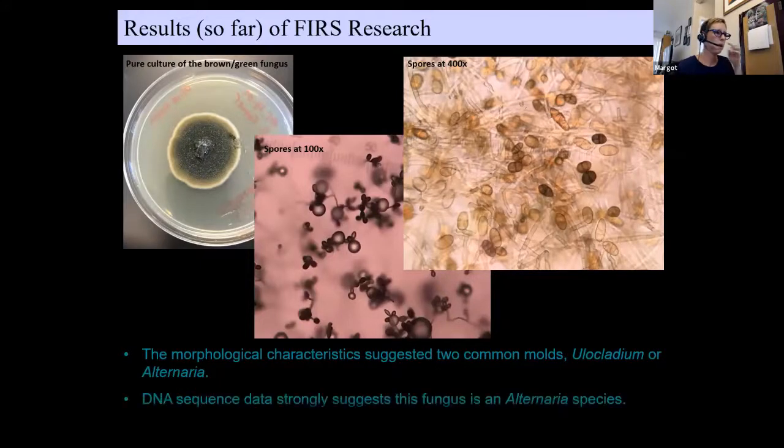It's everywhere. The Alternaria is what the DNA sequences strongly suggested. It's also everywhere. So both of these are ubiquitous fungi. They're just kind of all over the place.